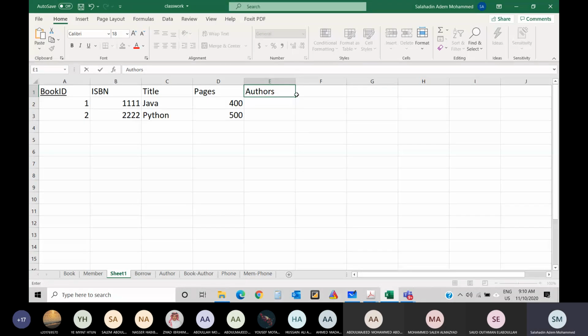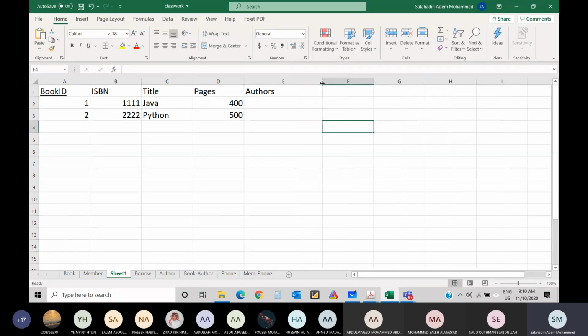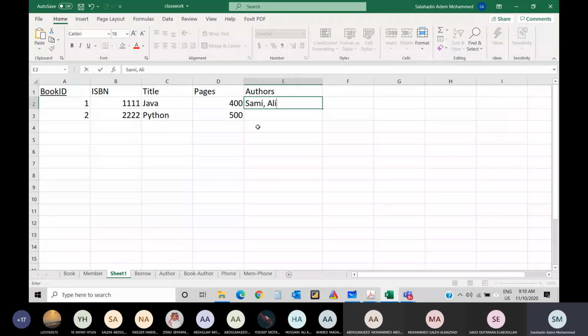Authors. And what did he do? For example, this book was written by 2 people, Sami, Ali. What about this book? This book was written by 5 people, let's say Mr. A, Mr. B, Mr. C, Mr. D, Mr. E, just to save time.